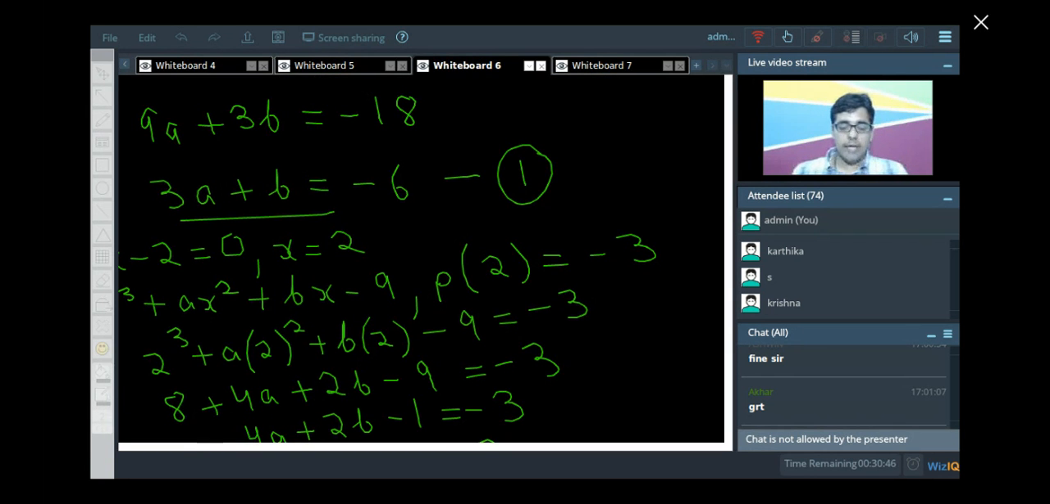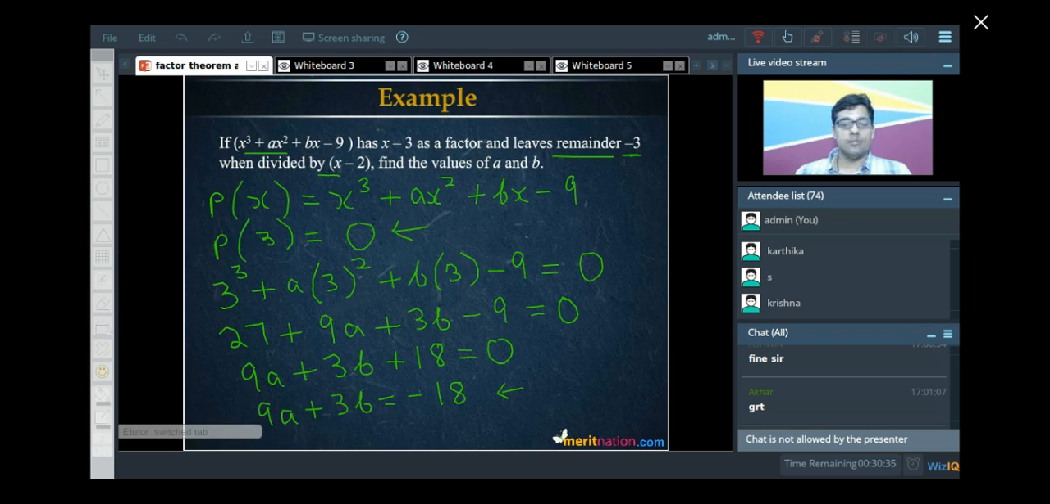And then we can divide both sides by 3. We can simplify this as 3a plus b equals minus 6. That becomes the first equation in this case.